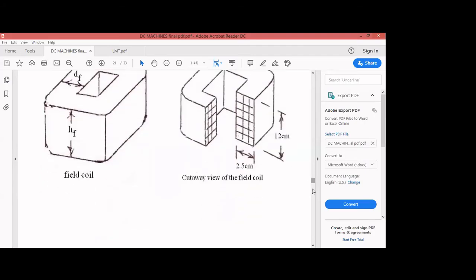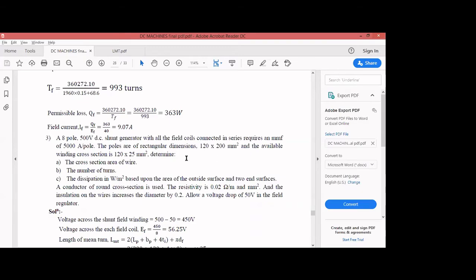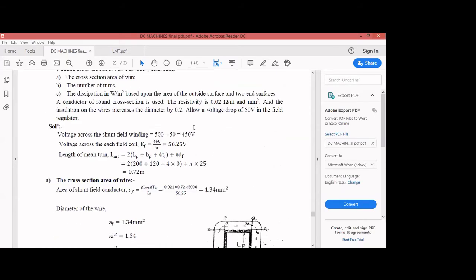If you go back to the problem here, see here. The available winding cross section is 120 into 25. 120 corresponds to what? HF. Come back here. 120 corresponds to HF and 25 corresponds to DF. And I think in the previous class I had told it another way, but this is correct. 120 corresponds to HF and DF corresponds to 25. Because the available winding area is nothing but your DF into HF into the space factor. This is the available winding area. Okay, this is the problem given.